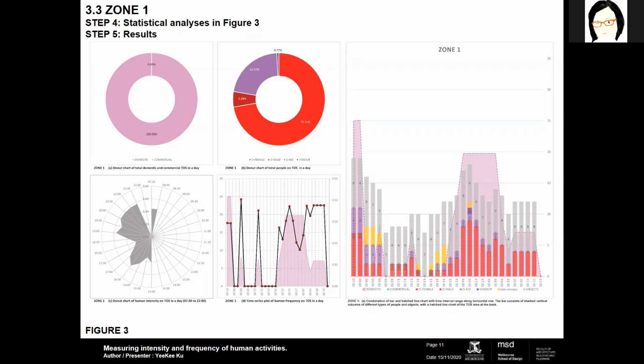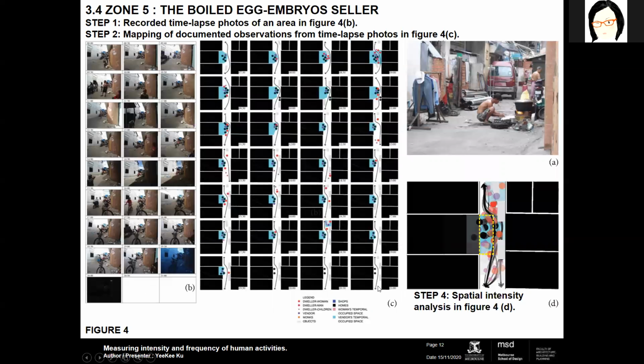The 5th step is the result, which is to interpret the human intensity and frequency calculations in the zone. Table 2 tabulates the total mean and median of intensity values per 30 minutes of 0.54 and 0.56 with a standard deviation of 0.25 and variance of 0.06. The total mean and median of frequency values per minute are 0.02 with a standard deviation of 0.01 and variance of 0. This means the amplitude of activities in the day is moderate.